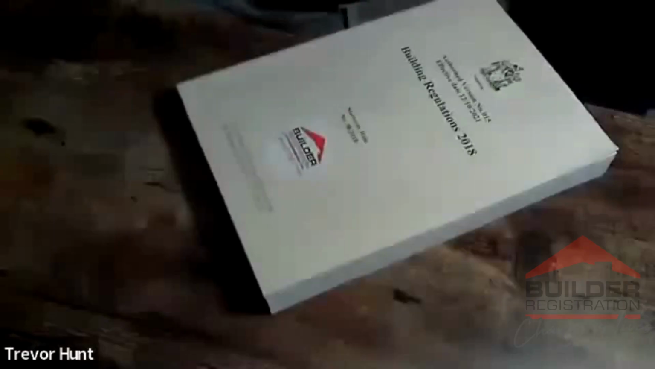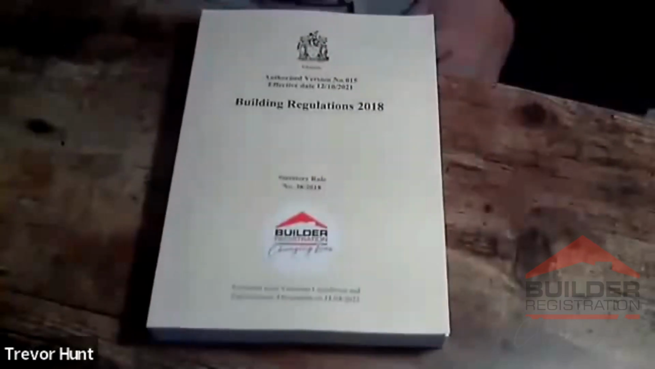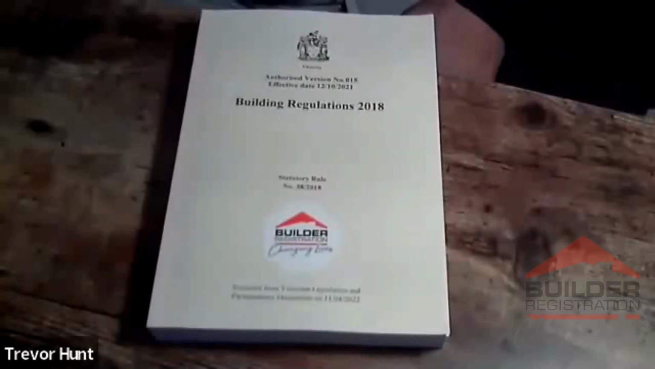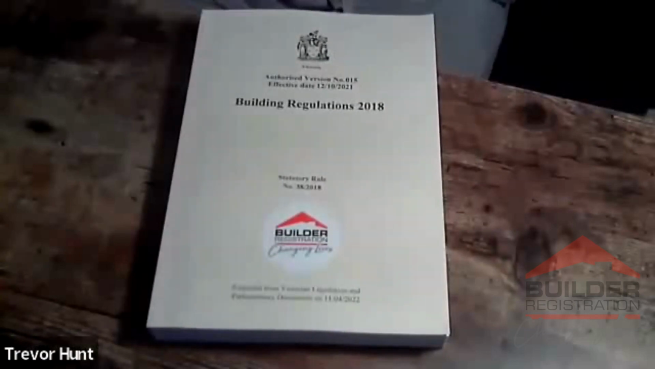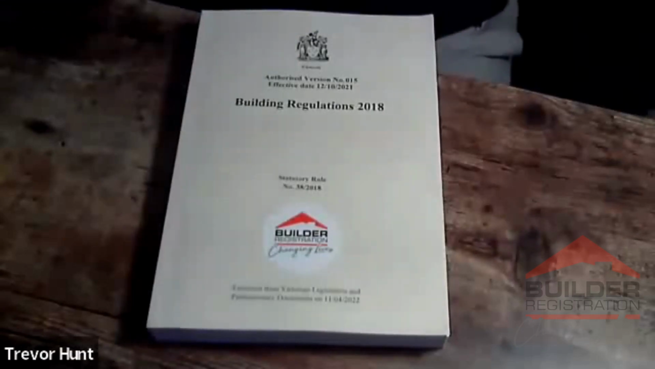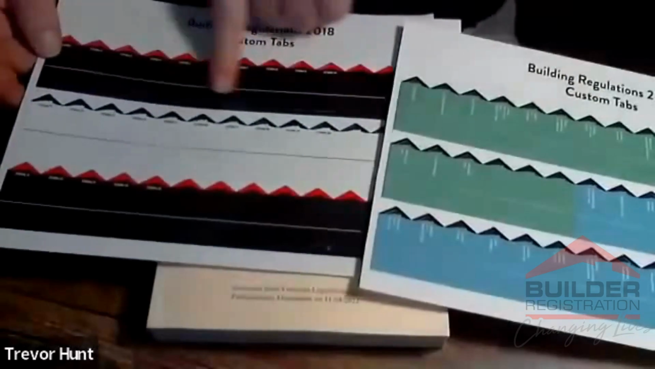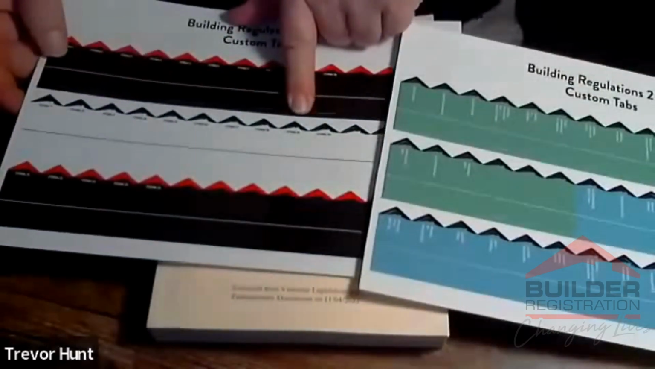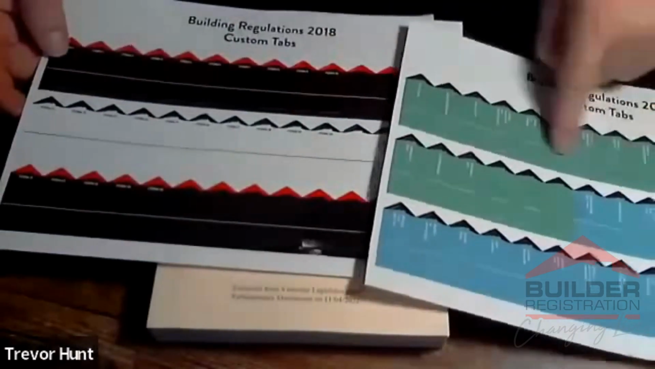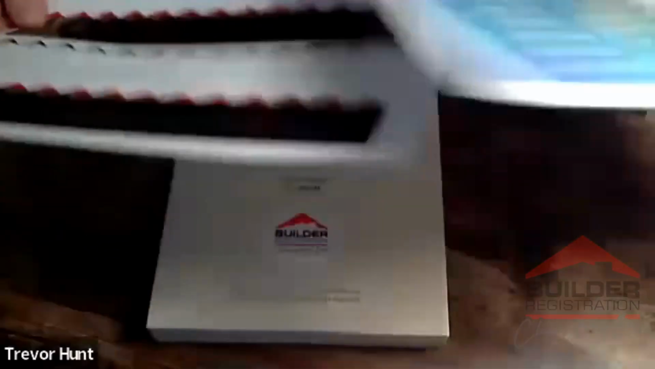Next up, we've got our Building Regulations 2018, Building Regs 2018. We've got a couple of tabs for these. One with our forms, which is what we'll do first, which will go across the top. And then we've got our custom tabs to go up the sides as well.